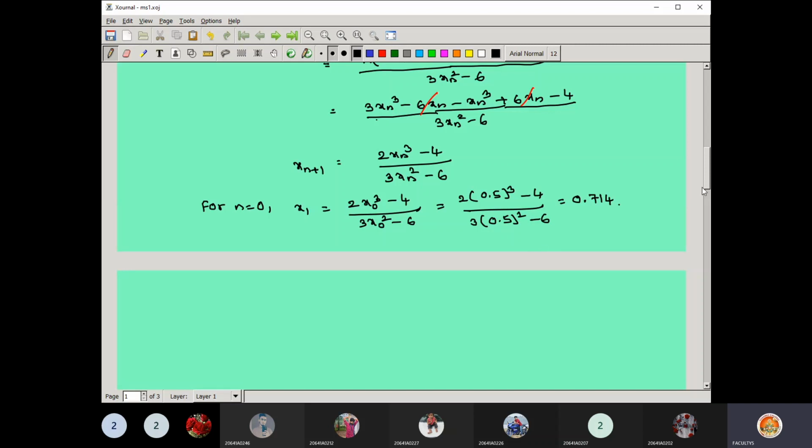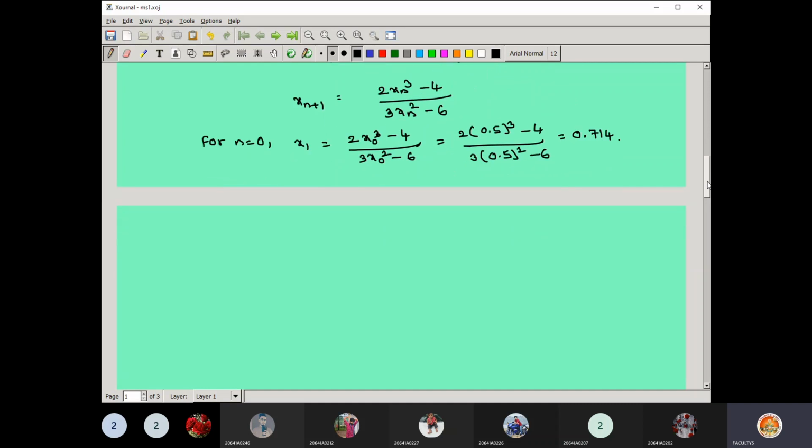So in order to stop the procedure, better you go for the next approximate root. So I am substituting n equal to 1 so that you are getting x2 that is equal to, just you are substituting the value only. It is 2, n equal to 1 means 2x1 cube minus 4 divided by 3 x1 square minus 6. It is 2. X1 means already you calculated 0.714 whole cube minus 4. Total it is divided by 3.